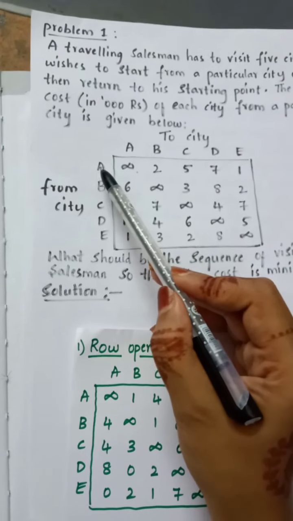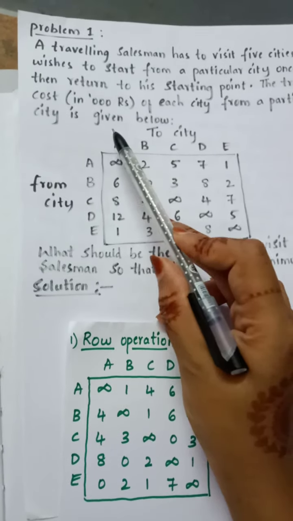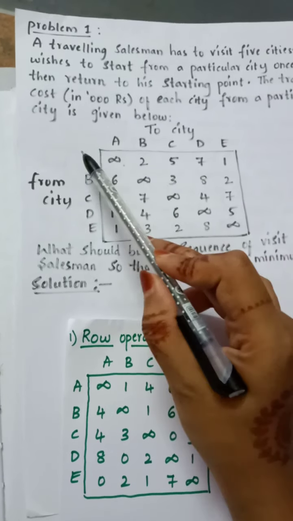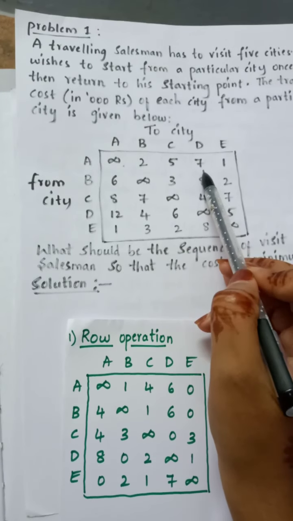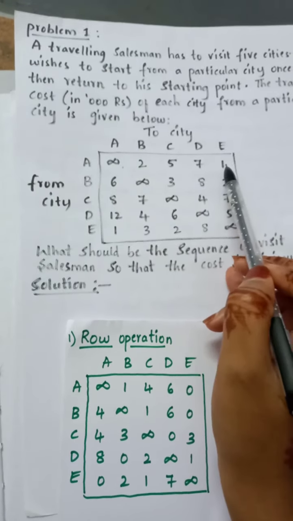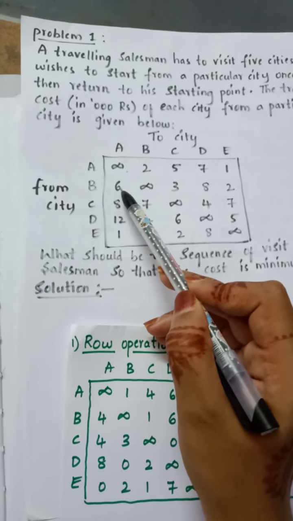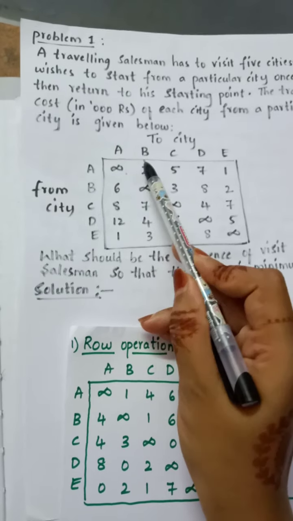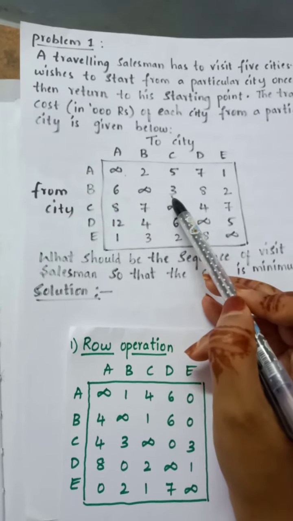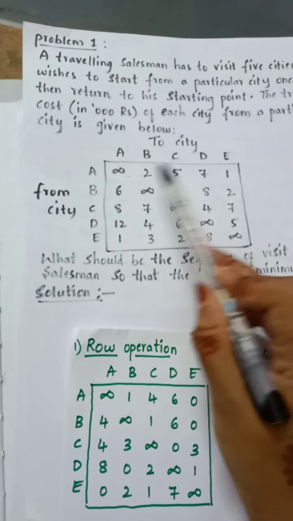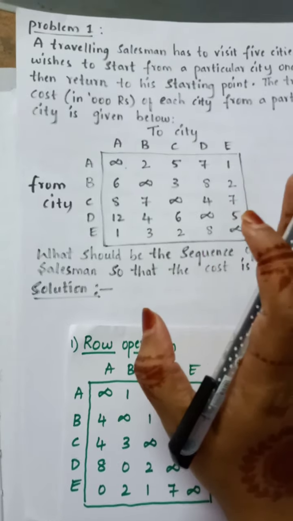To travel from city A to B, the total cost is, students, 2, that is, it is given in rupees 1000, so 2000. From A to C, the cost is 5000. From A to D, the cost is 7000. From A to E, the cost is 1000. Next, from B to A, the cost is 6000, students. From B to B, the value is 0, so they have given infinity. From B to C, the cost is, students, 3000. So this is the cost of the salesman traveling.